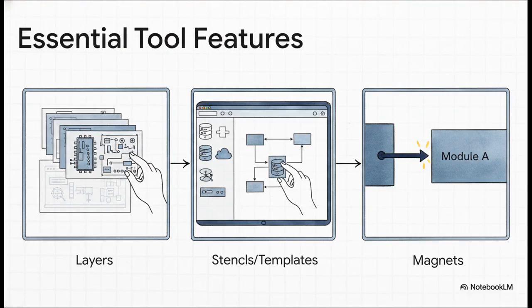Now, when you are ready to move to a digital tool, you should look for a few key features that'll make your life way easier. Layers are a must-have for hiding and showing different levels of detail. Stencils and templates are huge for consistency, making sure everyone's diagrams look and feel the same. And magnets? Oh, magnets are a small thing that makes a huge difference. They just snap your connector lines perfectly into place so everything looks clean and professional.